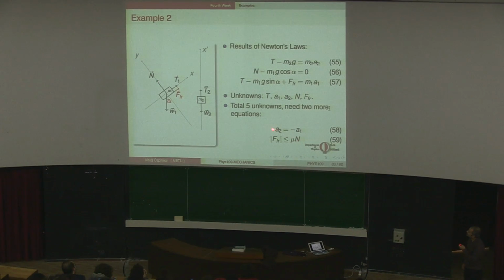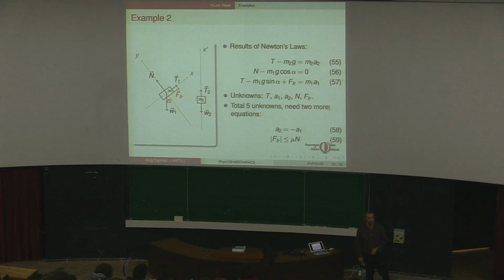So that just tells me that a2, the acceleration of the second mass along this x prime direction, has to be minus the acceleration of the first mass along this direction. Again, this minus sign doesn't mean that a2 is negative. It just tells me that a2 and a1 move in opposite directions. If this is moving in the positive x direction, this should be moving in the negative x prime direction. If this is moving in the negative x direction, this has to be moving in the positive x prime direction.